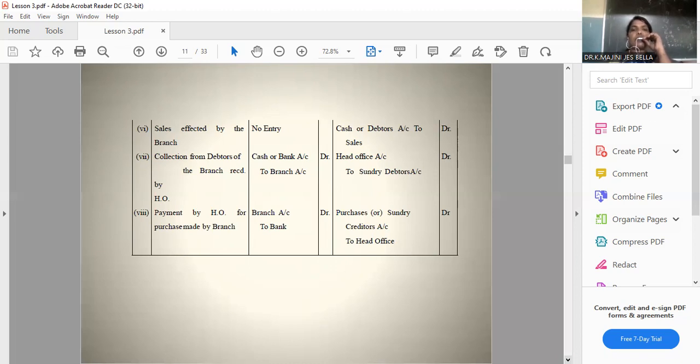Next point is payment by head office for purchase made by the branch. What is the journal entry in the books of head office? Branch account debtor to bank. But in the case of branch account, purchase or sundry creditors account debtor to head office. When they are buying the product on credit, they will write it as sundry creditors, right? Purchase or sundry creditors account debtor to head office.